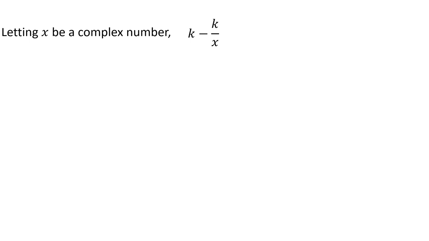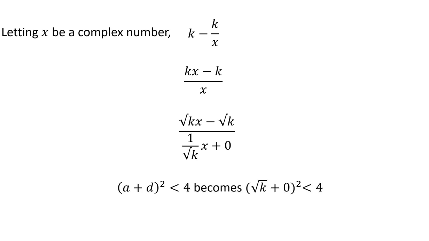We can combine both terms under a common denominator, then divide both top and bottom by root k to scale it so that AD minus BC is equal to 1. Then our condition for rotation, that a plus d squared is less than 4, becomes root k squared is less than 4. In other words, when k is between 0 and 4, our transformation k minus k over x is a rotation of the hyperbolic plane.